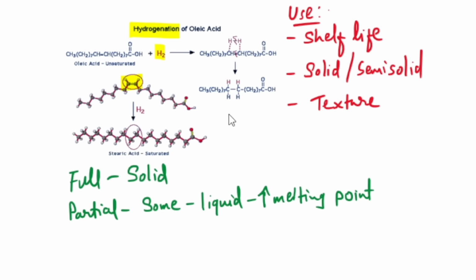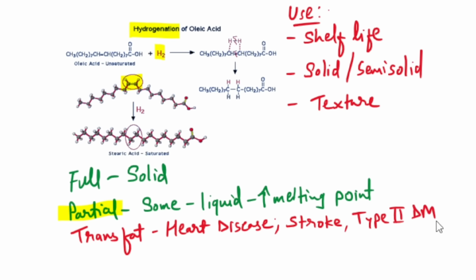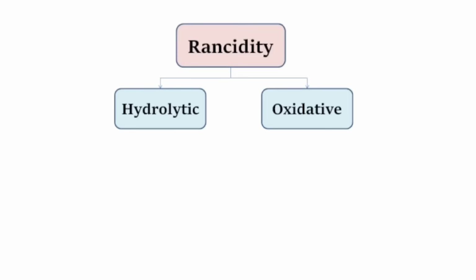Now there are some health concerns of hydrogenation. Partial hydrogenation can also lead to the formation of trans fat. They have been linked to an increased risk of heart disease, stroke, and type 2 diabetes mellitus. Because of the health concerns associated with trans fat, many food manufacturers have stopped using partially hydrogenated oils. There are alternative methods for achieving the same result as hydrogenation, such as interesterification, which does not produce trans fats.